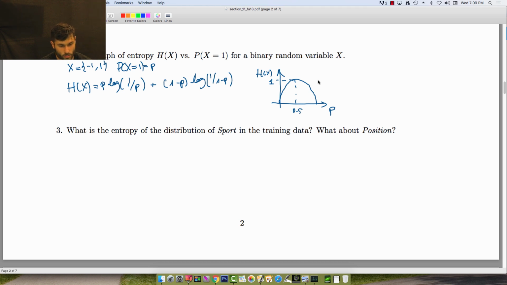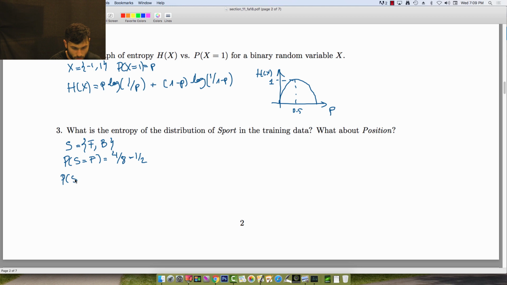So in this third question, they ask us to compute the entropy of sport and then the entropy of position. In order to compute the entropy, we need to compute the probability distribution of sport on the training data and the same for position. So in this case, the random variable sport, I will denote it as S, takes two values, either football, which we'll denote as F, or basketball, right? And the probability of sport being equal to football is the ratio of the times that we have football in our training data set divided by the total number of points, and this is 4 divided by 8, that is equal to 1/2.